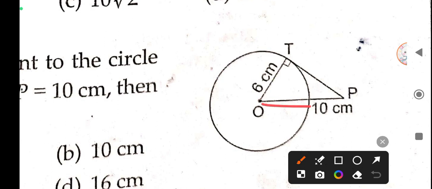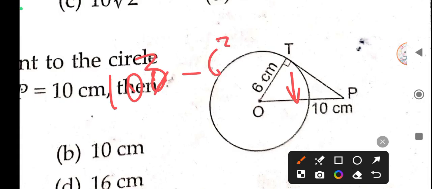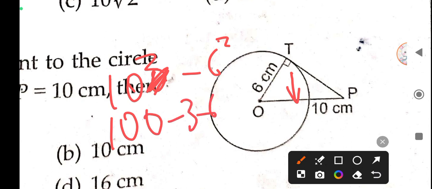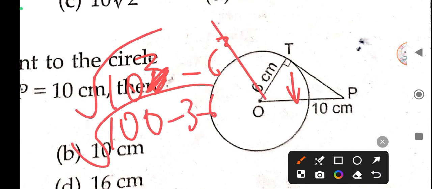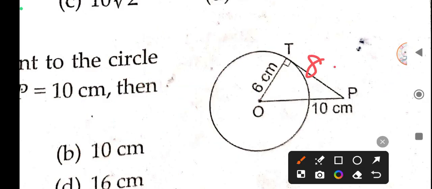So we will use the Pythagoras theorem to find PT, and OP is the hypotenuse, because the side opposite the 90 degree angle is called the hypotenuse, and the other two sides are the base and the perpendicular. OP is 10 centimeter, so PT will be the square root of 10 square minus 6 square. 10 square is 100, minus 36, so you get the square root of 64. So it will be 8. So 8 centimeter would be the answer.